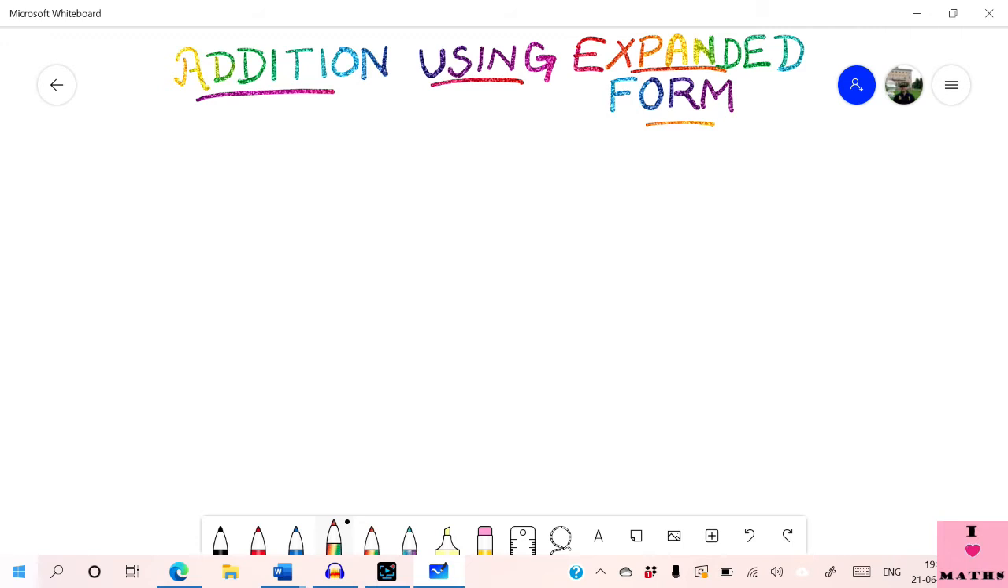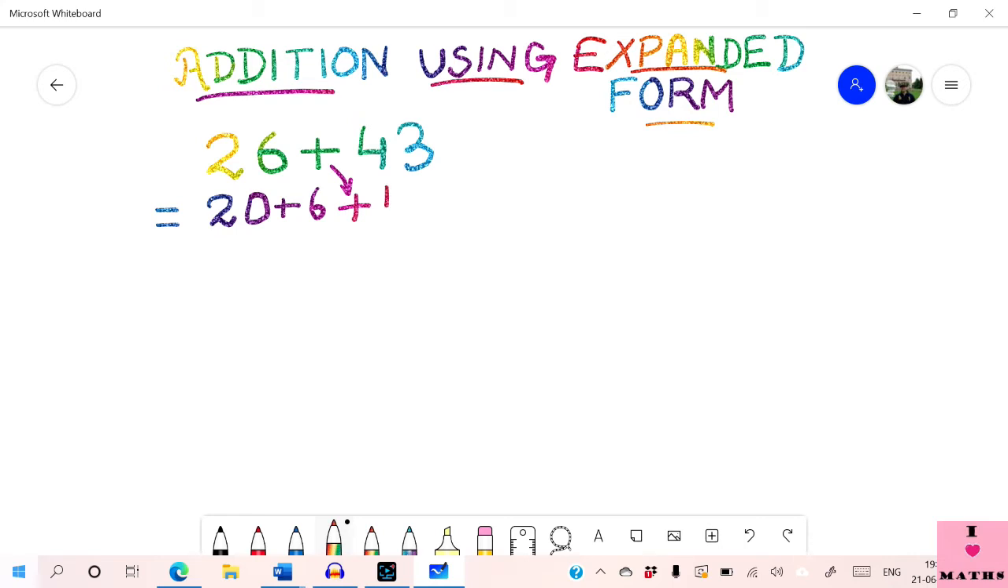Suppose we have to add 26 and 43. So these are the two numbers which we have to add. Now 26 we can write as 20 plus 6. This plus sign will come here, and 43 we can write as 40 plus 3.